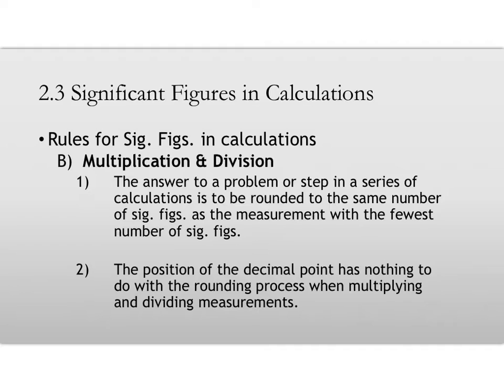All right, now rules for multiplication and division. There's actually two rules here. The answer to a problem or step in a series of calculations is to be rounded to the same number of significant figures as the measurement with the fewest number of total significant figures, which means we include the entire number, not just the decimal. The position of the decimal point has nothing to do with the rounding process when multiplying and dividing measurements.